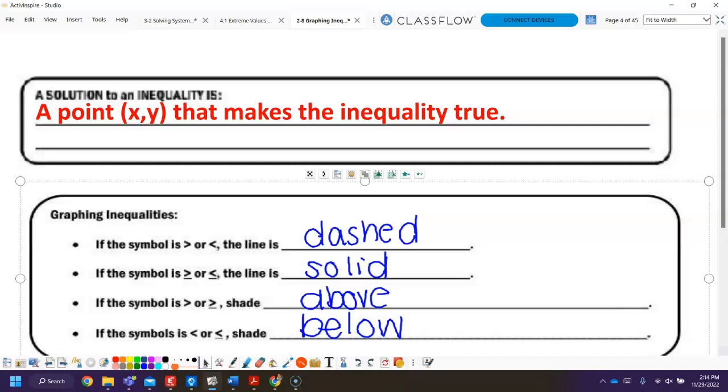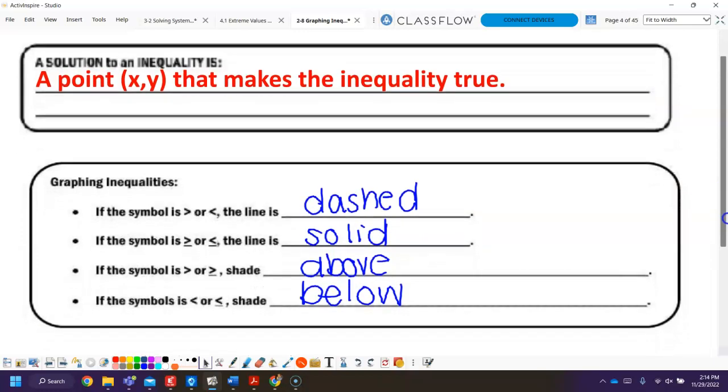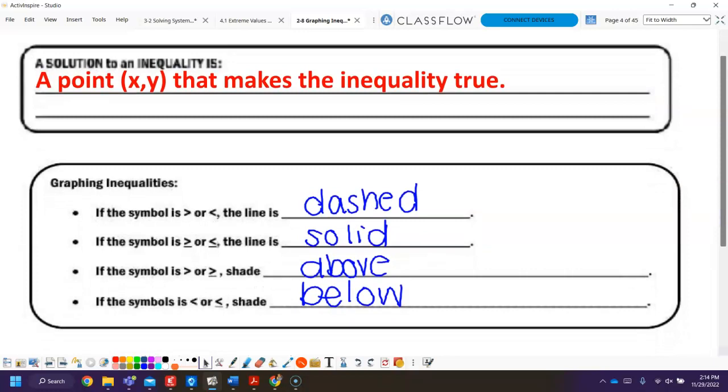When we graph, we are now going to graph with shading and dashed and solid lines. So in that last example, the line I graphed would not have been solid because it was not equal to. It would have been dashed.